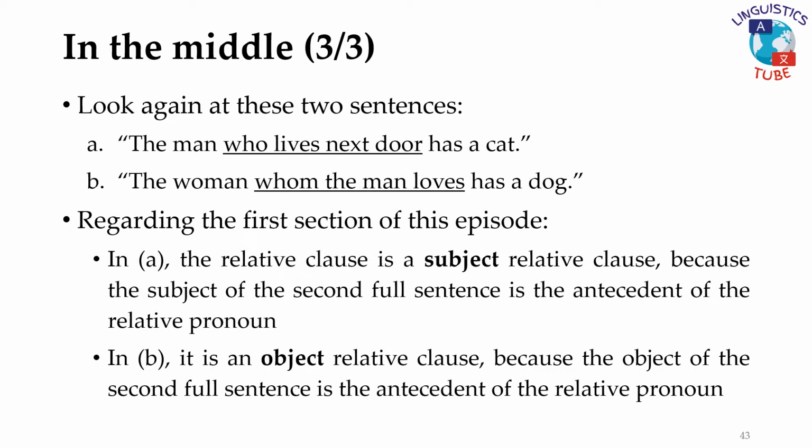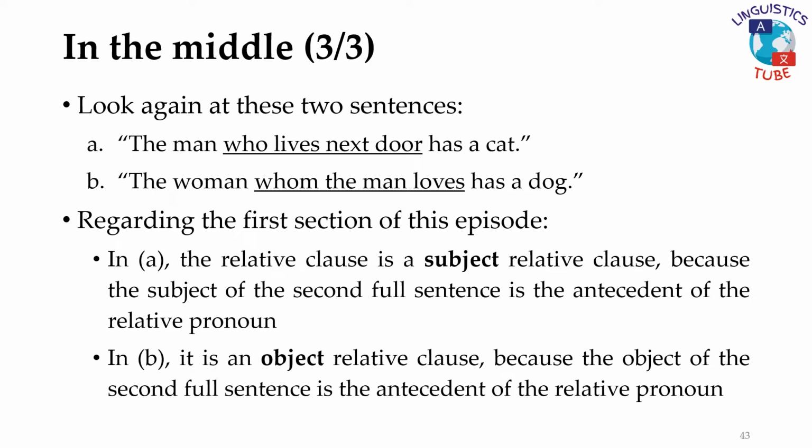Look again at these 2 sentences, because there is something fundamentally different about them. This difference should be familiar to you, based on your knowledge of the previous section of this episode. Let me read them. The man who lives next door has a cat. The woman whom the man loves has a dog.